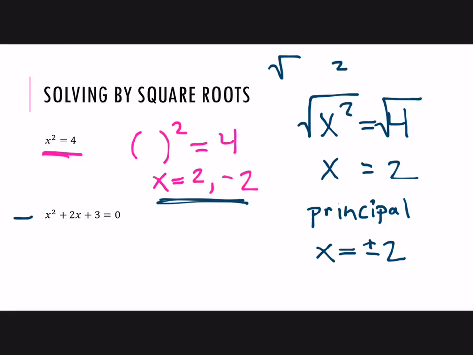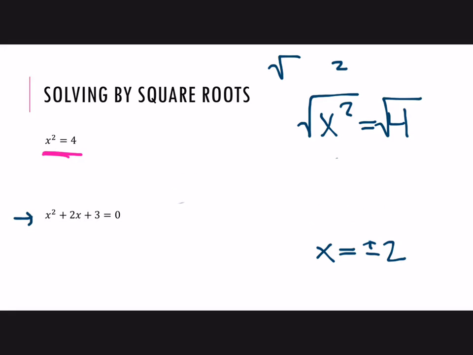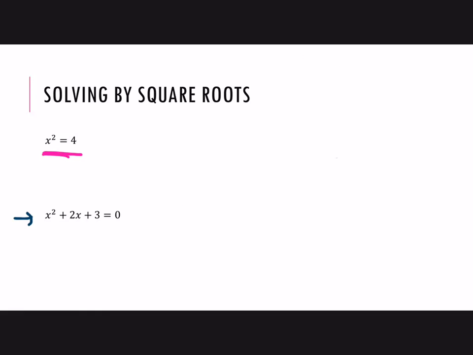Here's a second example. x squared plus 2x plus 3 equals 0. Again, this one can be solved by square roots, but it might not be apparent right now why that's the case. So if you tried to square root this right now, well, we can't actually distribute this square root, so we can't do something like, okay, the square root of x squared is x, and then I've got this piece, square root of 2x plus 3 equals 0. So that's not allowed.